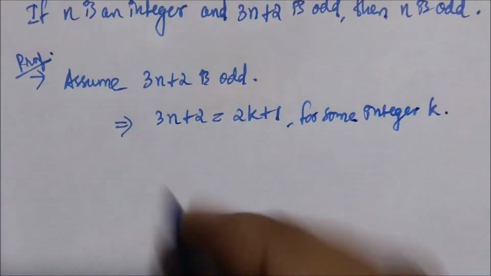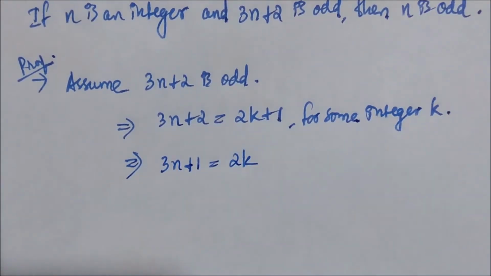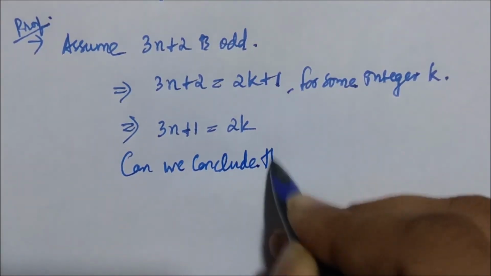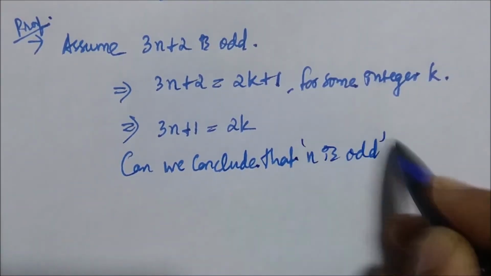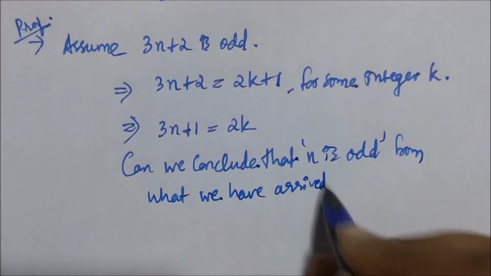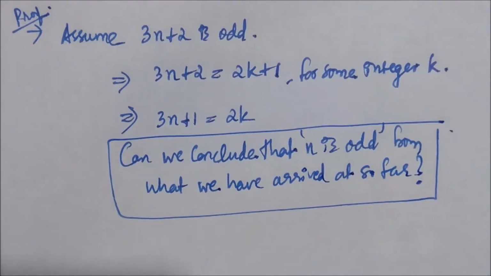Okay, so we are stuck here, aren't we? Can we conclude that n is odd from what we have arrived at so far? Is it possible to get n is odd from this statement here? So seemingly there is no direct way to conclude so, and hence the direct proof fails here.